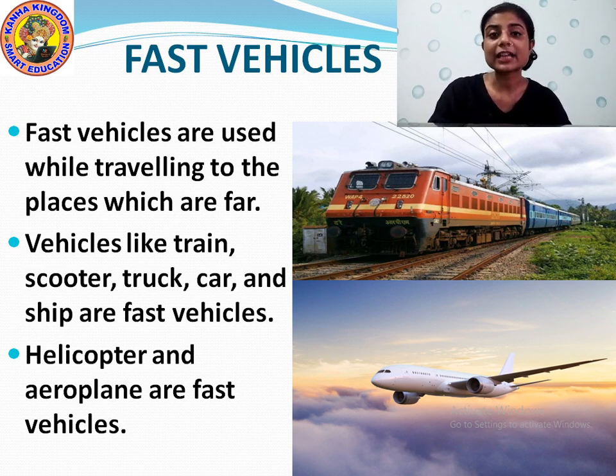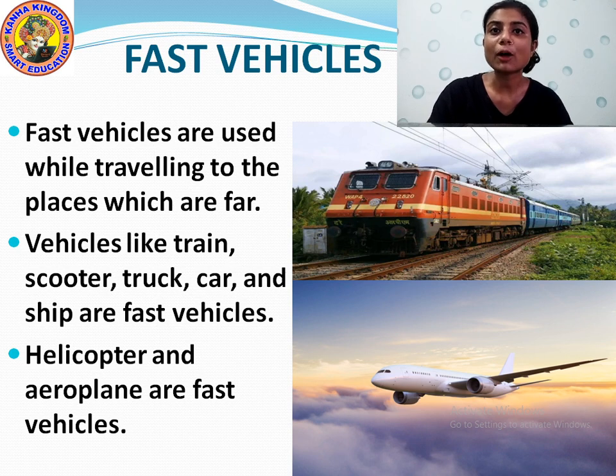These are some vehicles like train, then scooter, then truck, car, ship. These are some examples of fast vehicles which we use to travel to far places. We cannot go to far places by walking or by using the slow vehicles. Can we go to far places by using bullock cart or auto rickshaw or rickshaw? No, we cannot go. We need these fast vehicles to travel to far places.